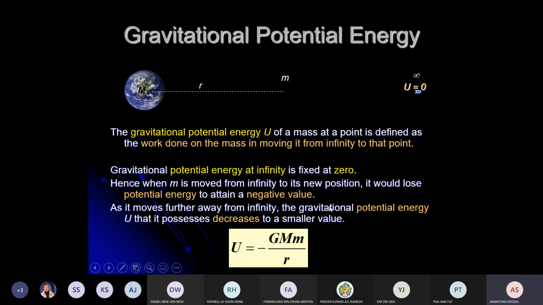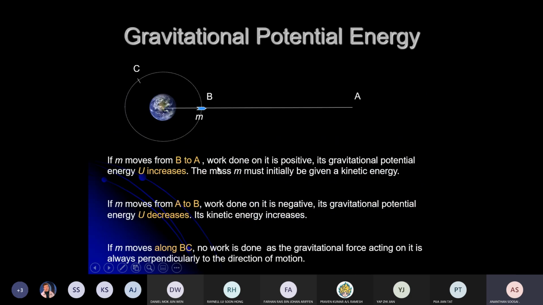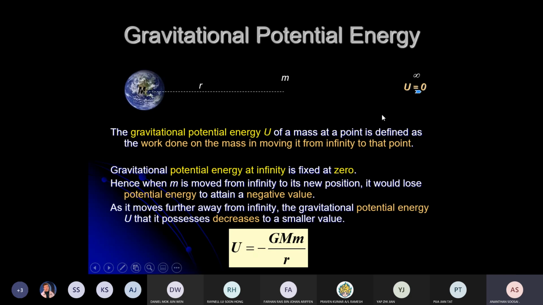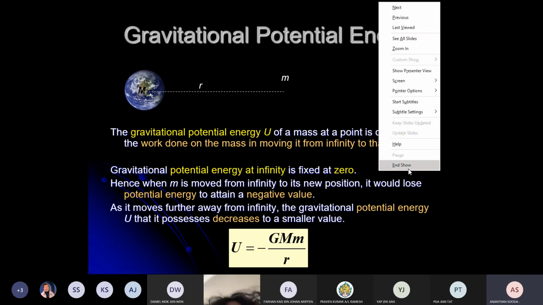Okay, so I don't want to drag this further. We continue next class to understand more about gravitational potential energy. So I stop here today.